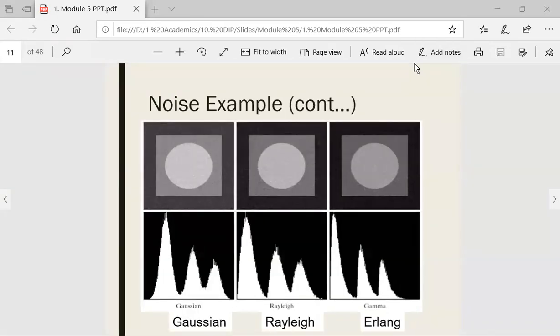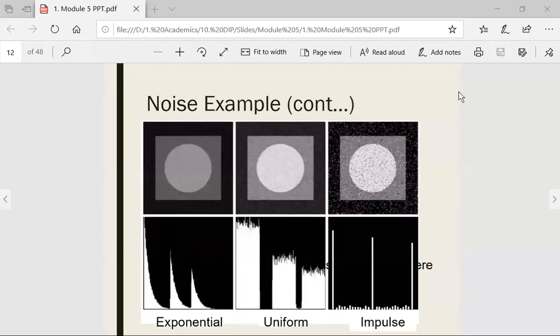Now in the previous slide we have seen different types of graphical representations of Gaussian, Rayleigh and Erlang noise. Here you are seeing the histogram representation of the original images. This is the original image where we have added Gaussian noise, and this is Rayleigh noise, and here gamma noise. All these things will be used when you apply them in MATLAB. Some more examples of exponential, uniform, and impulse noises.